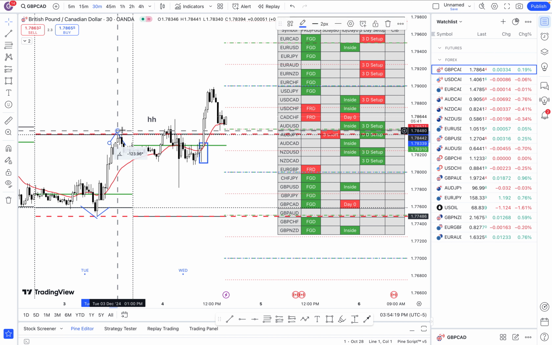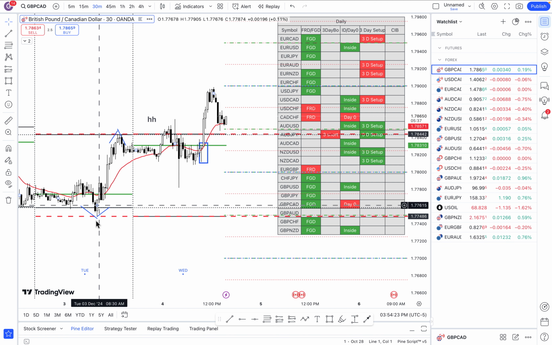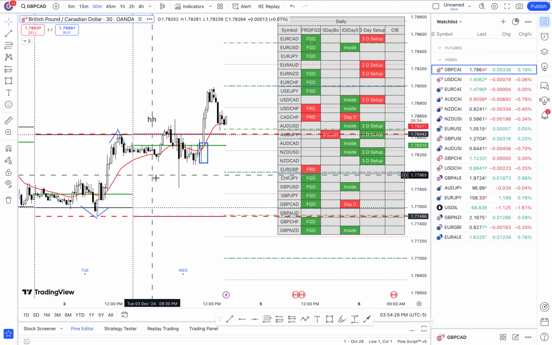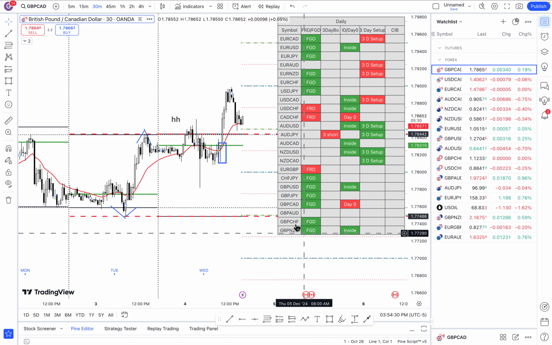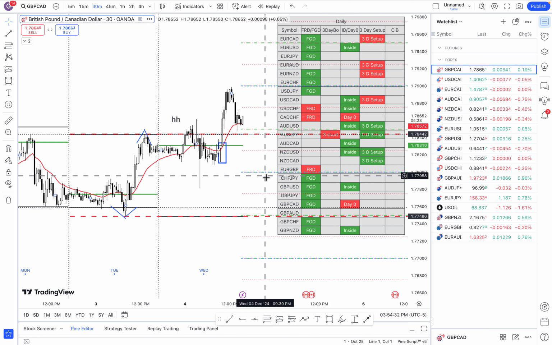They took out the high, took out the low, took out the high, took out the low, closed as an FGD, an explosion to the upside. So GBP card FGD and the zero setup played out.